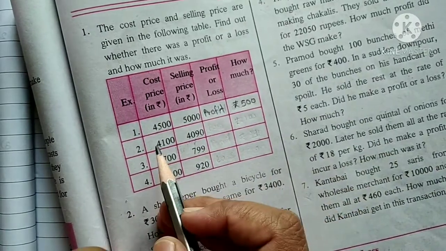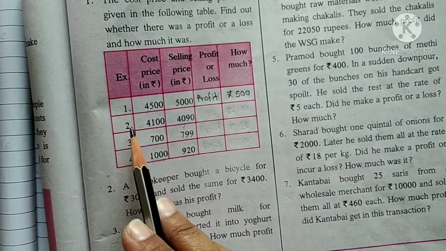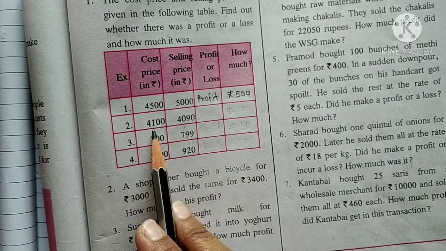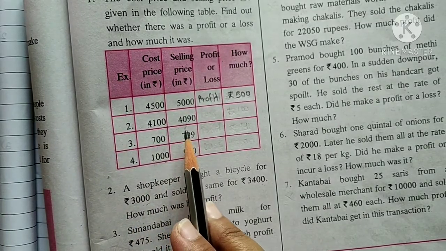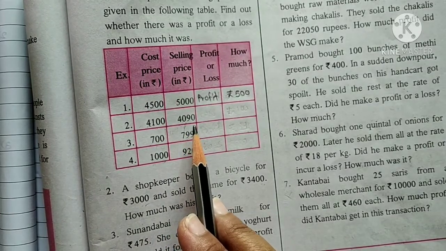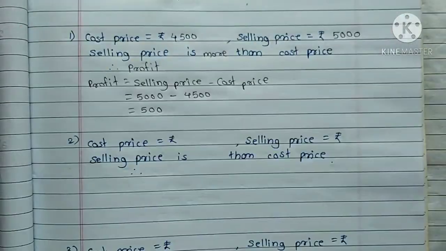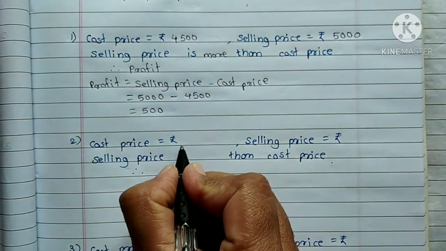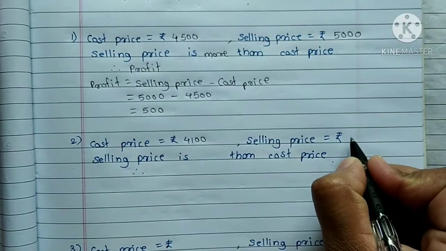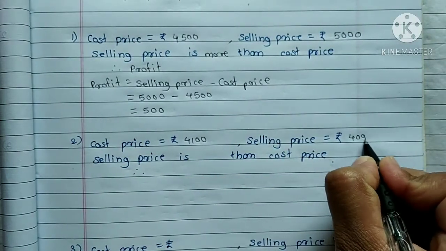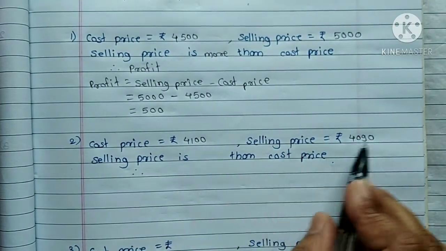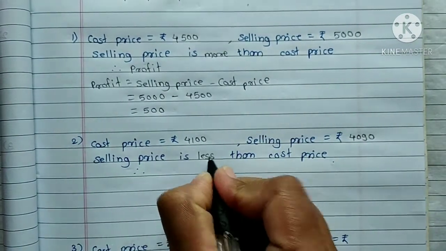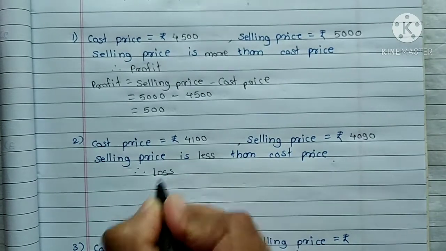Now see the next example. Here cost price is rupees 4,100 and selling price is rupees 4,090. So let's see the solution. Here cost price equals rupees 4,100 and selling price is rupees 4,090. Here selling price is less than cost price. Therefore there is a loss.